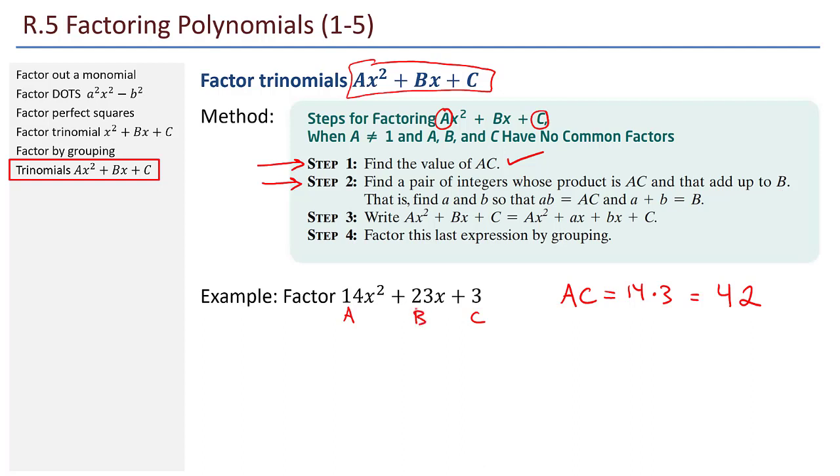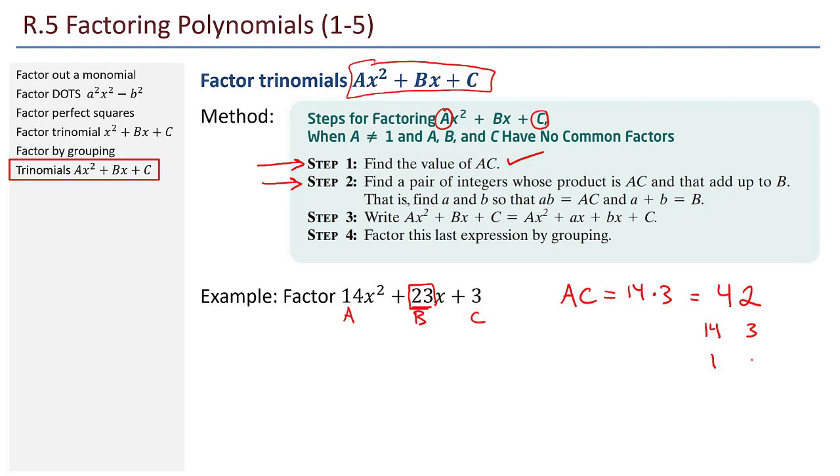B, for me, in this problem, is 23. So I need to find factors of 42 that add up to 23. Well, right from the beginning, this AC, I know two factors of 42. I know 14 and 3. Those will multiply to make 42. But if I add them together, I don't get 23. So I need to keep looking.